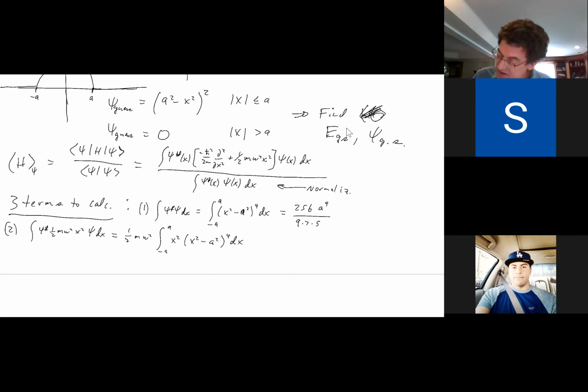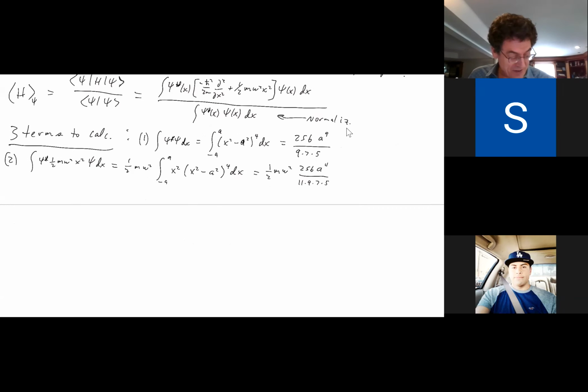Now you have another annoying integral to calculate, but you can do it. It's not hard. It's just the integral of a polynomial. You guys know how to do that. Suppose you do all that, then what you'll get is 1/2 m omega squared times 256 a to the 11th power divided by 11 times 9 times 7 times 5. I don't know why it is that. That's what I copied out of the book.